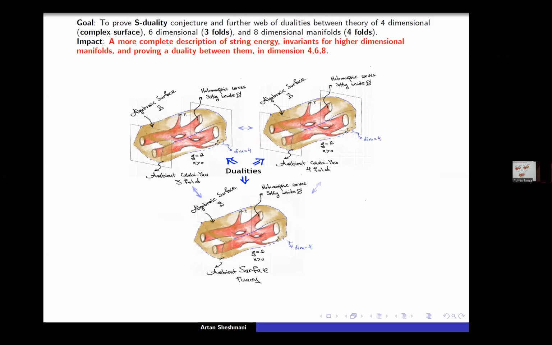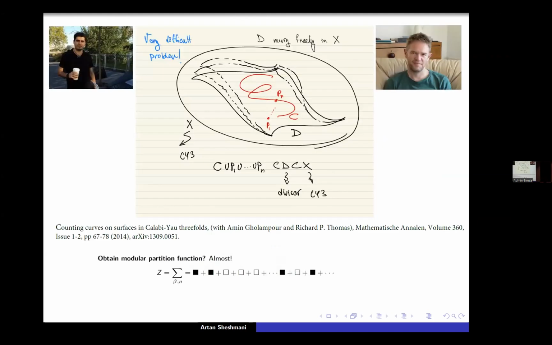Okay, so this was the goal. This is the first project we did. That's Amin Gholampour in Maryland, and this is Richard Thomas. So we were looking at some ambient Calabi-Yau manifold with the surface sitting inside it, counting curves and points by looking at the corresponding Hilbert schemes and calculating these numbers.